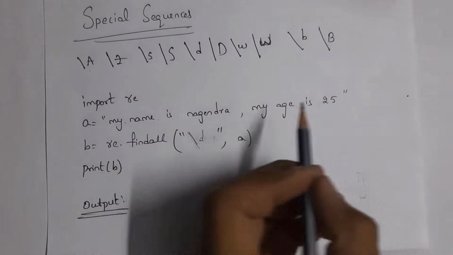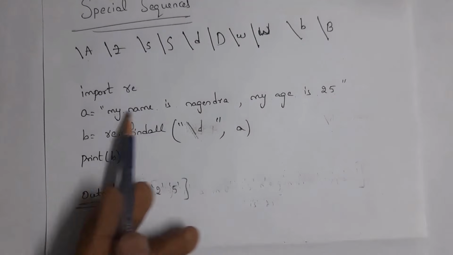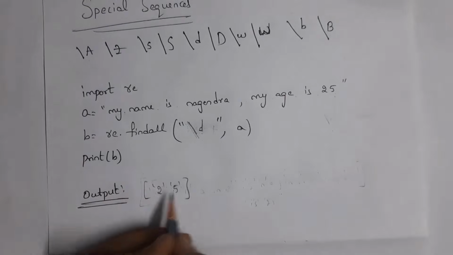So in total there are 2 digits, they are 2 and 5. It will print digits from 0 to 9. In this given sentence, there are 2 digits. They are 2 and 5. So we will get output 2, 5.